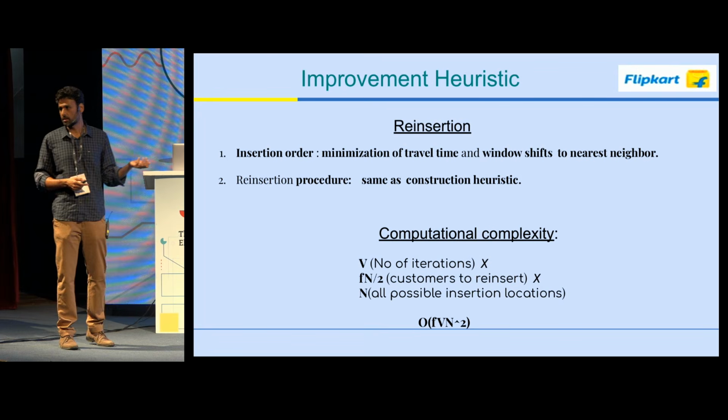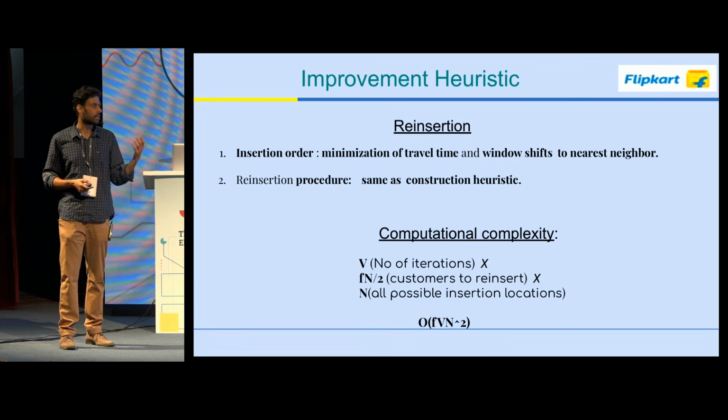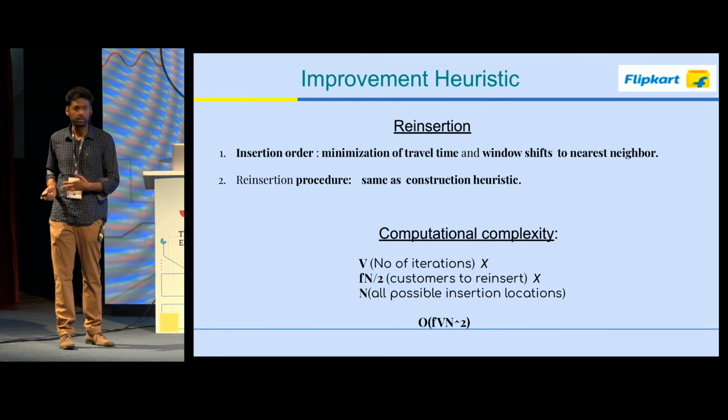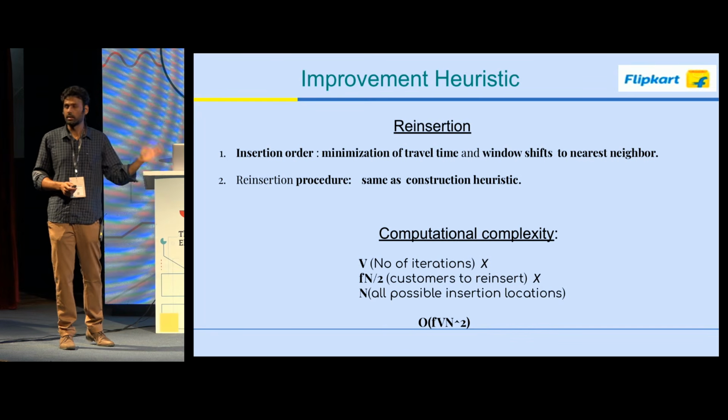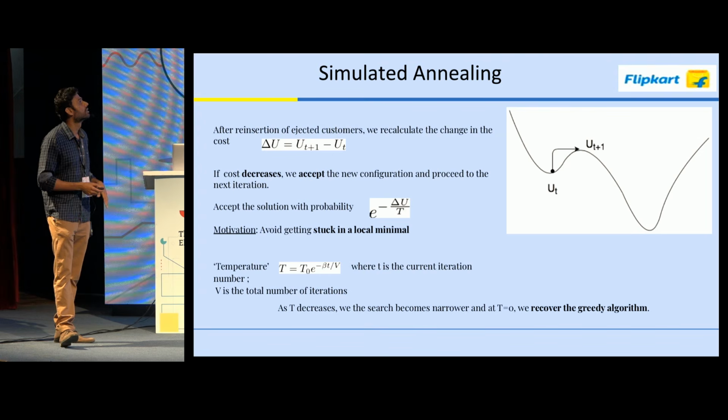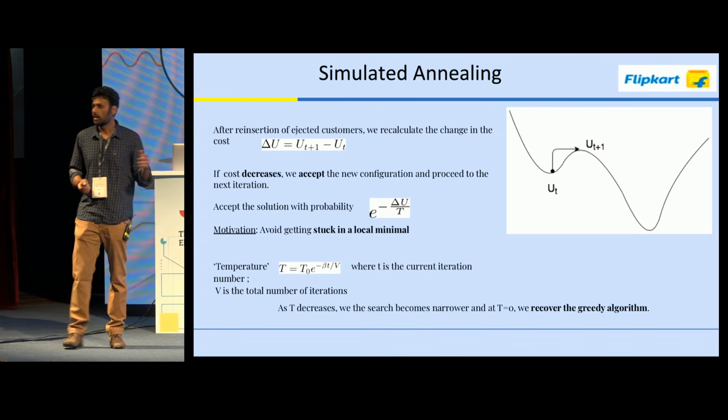Now, what's the computational complexity? The number of insertion times the number of customers to insert times all possible insertion locations, which again gives me something that's n square. Again, we have to do something about this. Okay, we'll come back to that.